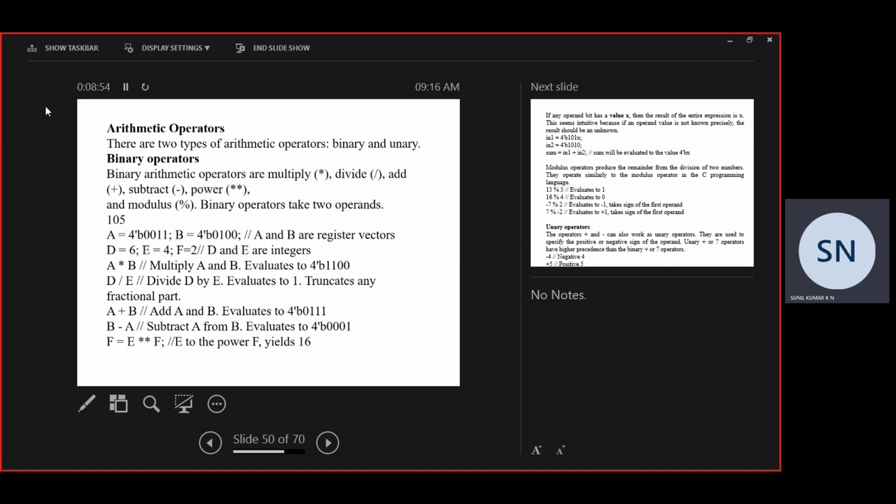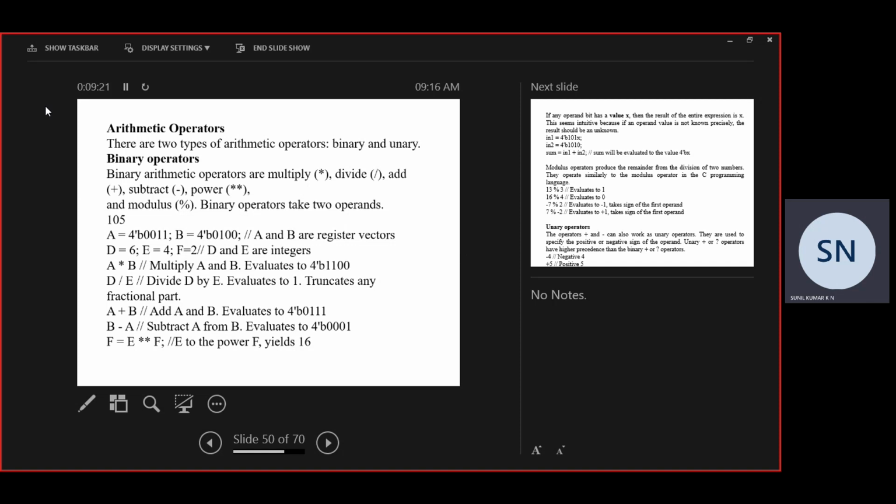So the quotient will be giving 6 divided by 4, which is equal to 1. It is only the integer part; it is not going to consider the fractional part. If you consider the value as an integer, you get only that. If you consider real, then you will be getting the fractional part as well.